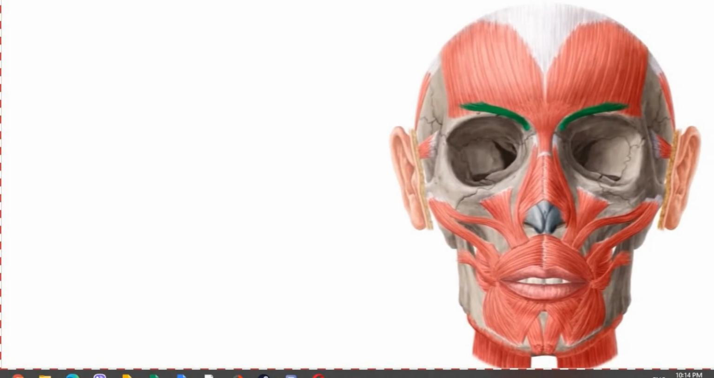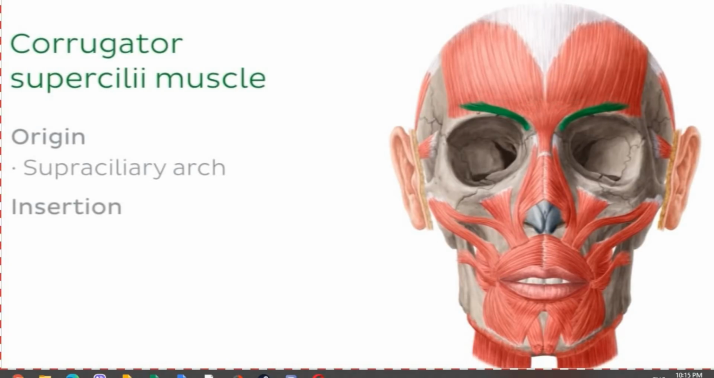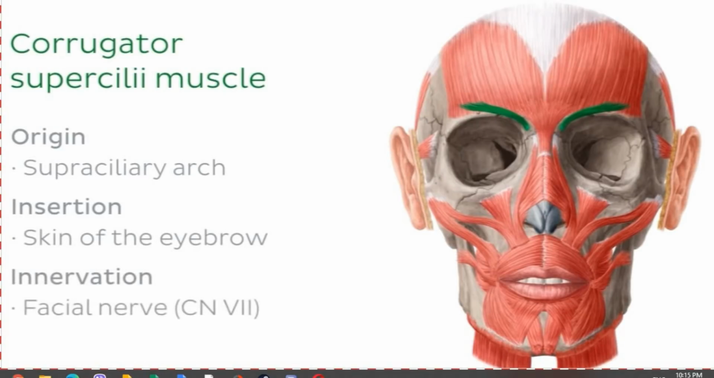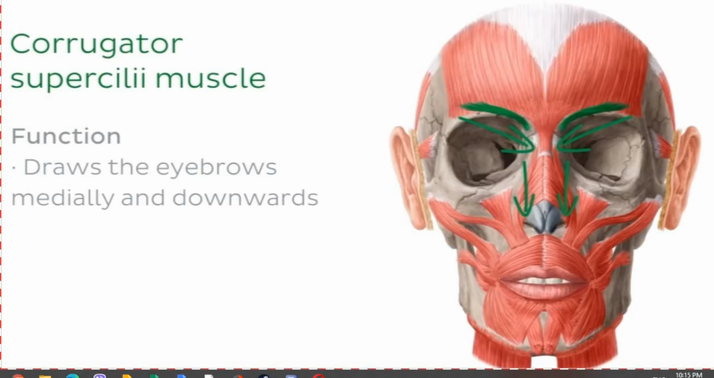The first muscle of facial expression I want to talk about is the corrugator supercilii, seen here highlighted in green. This muscle has its origin in the supraciliary arch. It inserts on the skin of the eyebrow and is innervated by the 7th cranial nerve, the facial nerve. This muscle draws the eyebrows medially and downwards, for example when we are frowning. It is therefore also known as the frowning muscle.